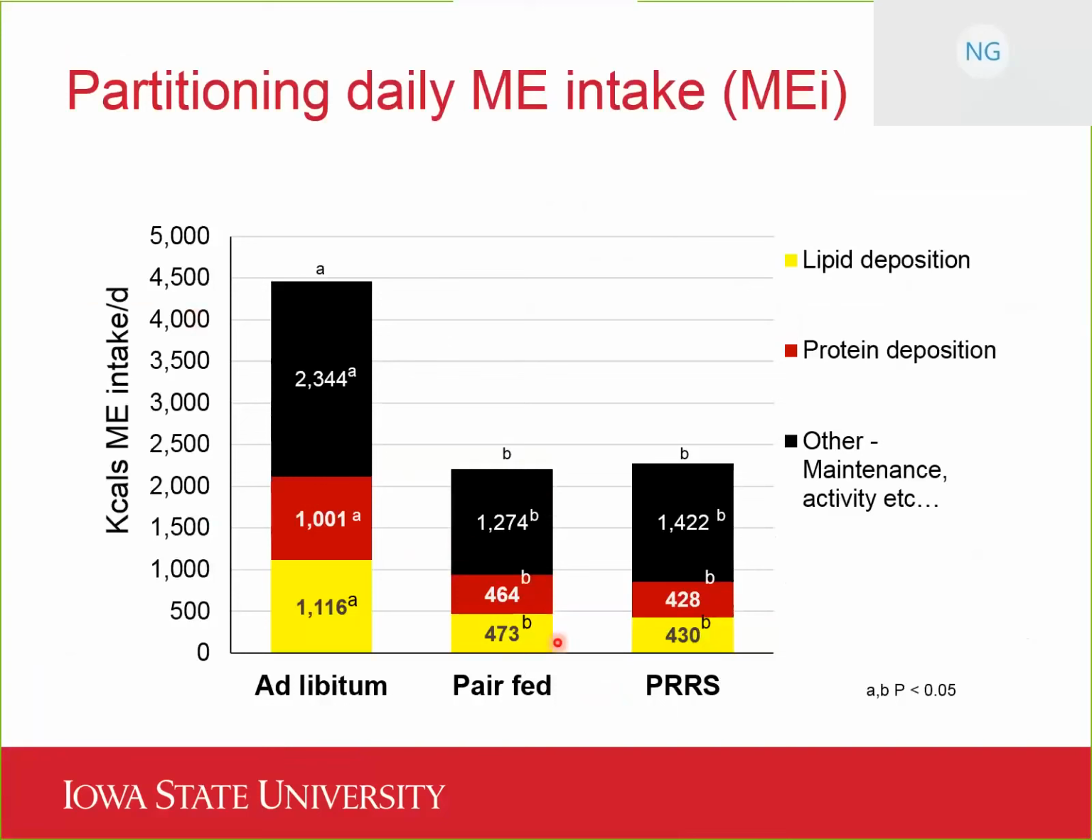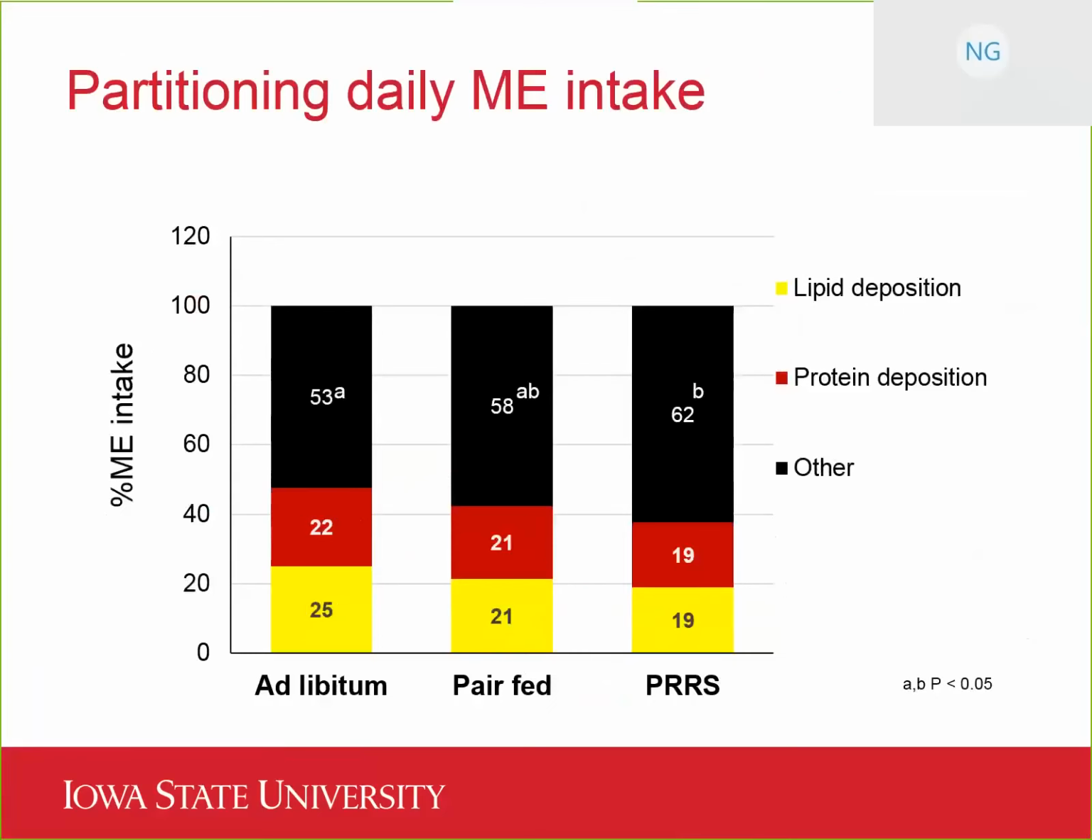So we're up around probably about 2,000, 2,200. And we can see across the board here, I'll put it on a percentage basis, that the PRRS and pair-fed pigs are partitioning less energy towards lipid deposition and also protein deposition compared to the ad-lib fed pig. And there's a lot more energy in our PRRS-infected pigs going to non-lipid or protein deposition pathways, and even in our pair-fed pigs. So there is some mobilization in how these pigs are utilizing it.